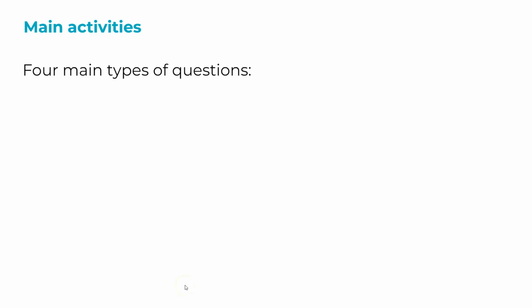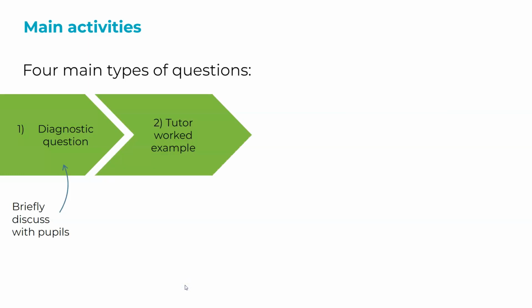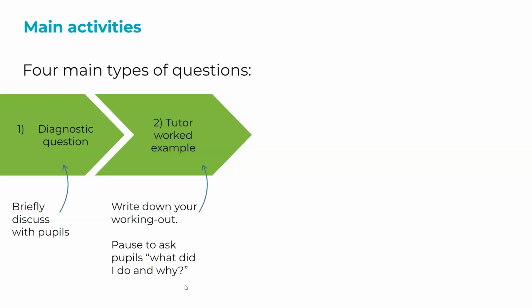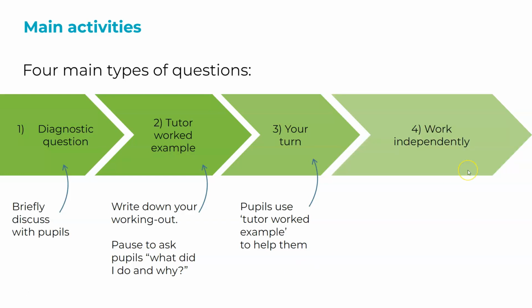Main activities contain four main types of questions. Each topic will start with a diagnostic question, which you'll briefly discuss with pupils. Then there'll be a tutor worked example. This is for you to demonstrate your method to pupils. There'll then be your turn questions for pupils to use that tutor worked example to have a go at similar questions themselves. And finally, there'll be some work independently questions. I'll show you some examples of each one.